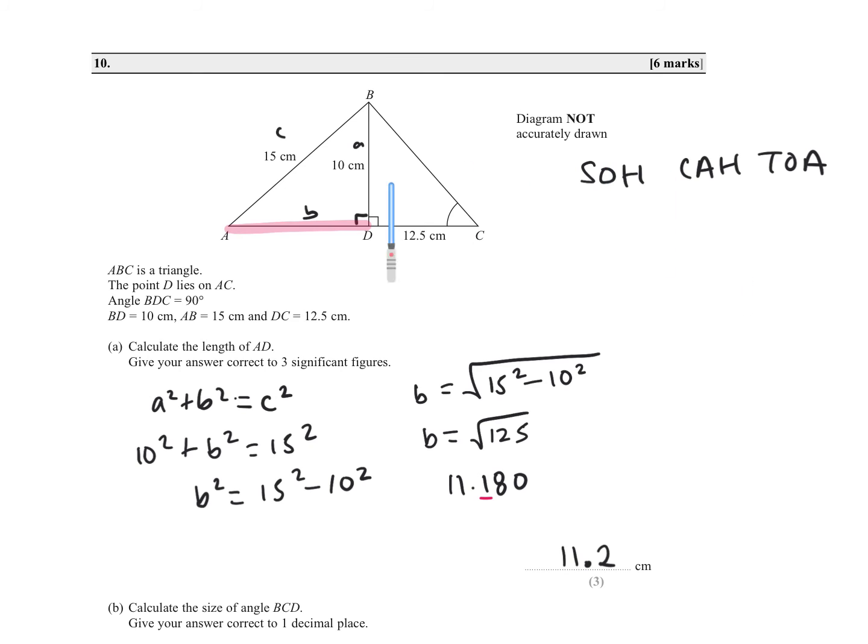Normally what we'd find is the questions would actually give us B, and then we had to find A, because then that would give us the next step to enable us to find the angle, okay? So then calculate the size of the angle.